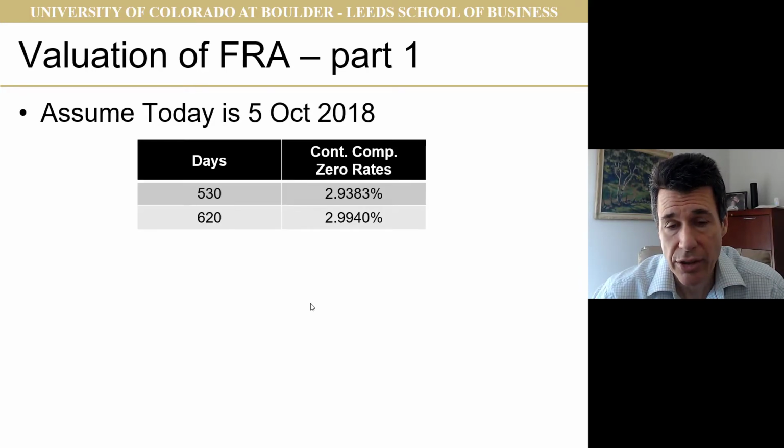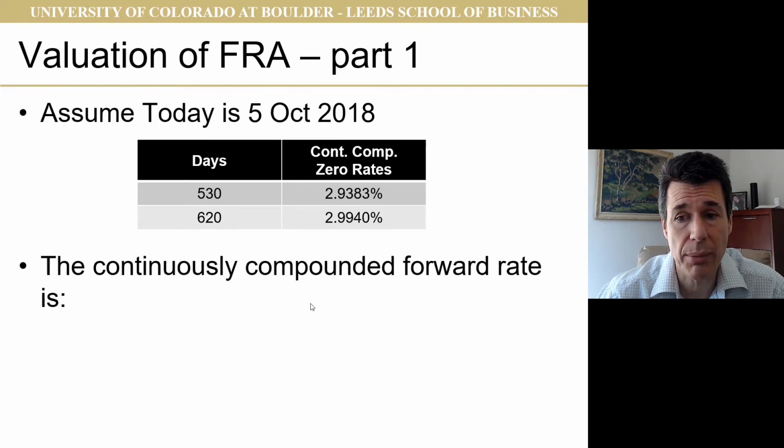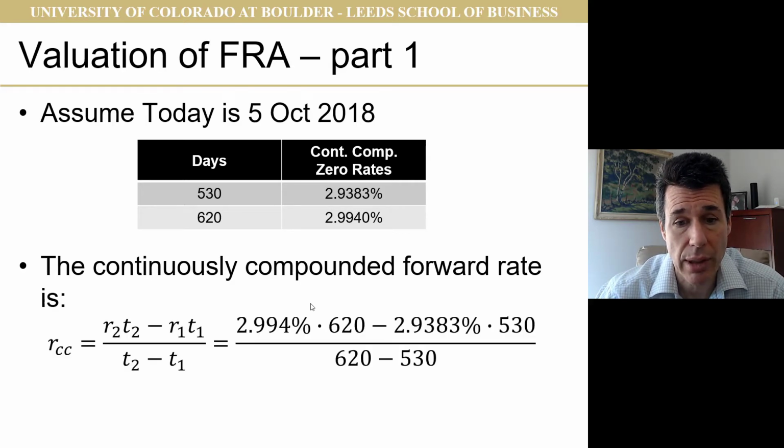The days until the start date is 530, and the days until the end date is 530 plus 90, or 620 days. And we know the continuously compounded rates, 2.9383 for 530 days, and 2.9940 for 620 days. We can calculate the continuously compounded forward rate. That's R2T2 minus R1T1 over T2 minus T1. So we can plug that into our formula, find the continuously compounded forward rate is 3.3220%.